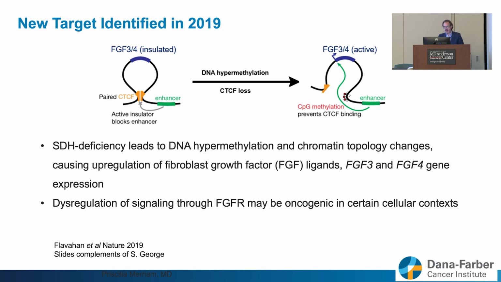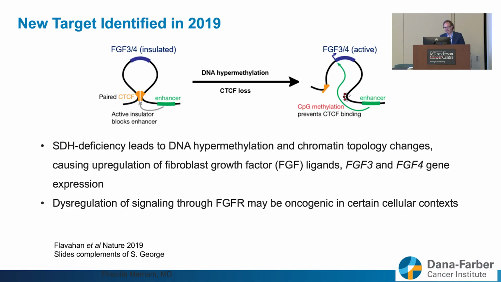And what they had identified is actually that the SDH deficiency and this DNA hypermethylation that I mentioned to you causes upregulation of expression of the fibroblast growth factor receptor ligands, excuse me. So these are basically the things that engage that receptor that I talked to you about earlier for those gene fusions. And so it causes upregulation of FGF3 and FGF4.